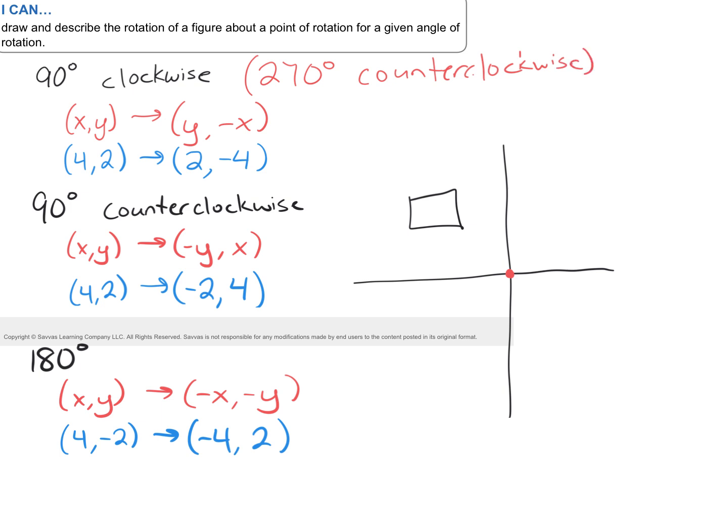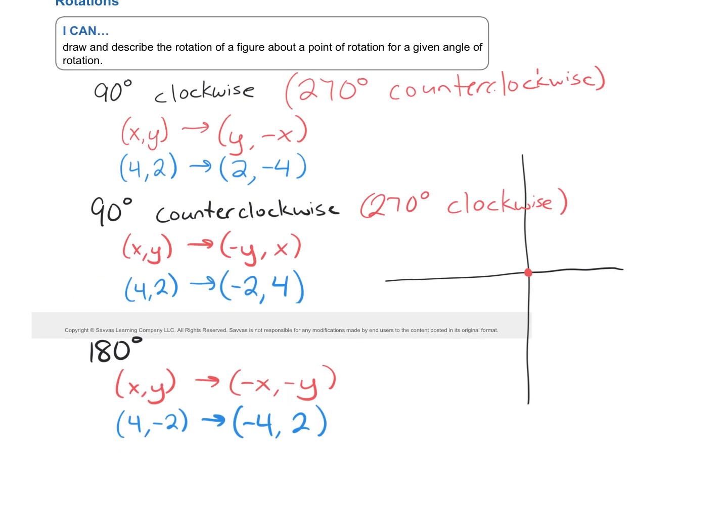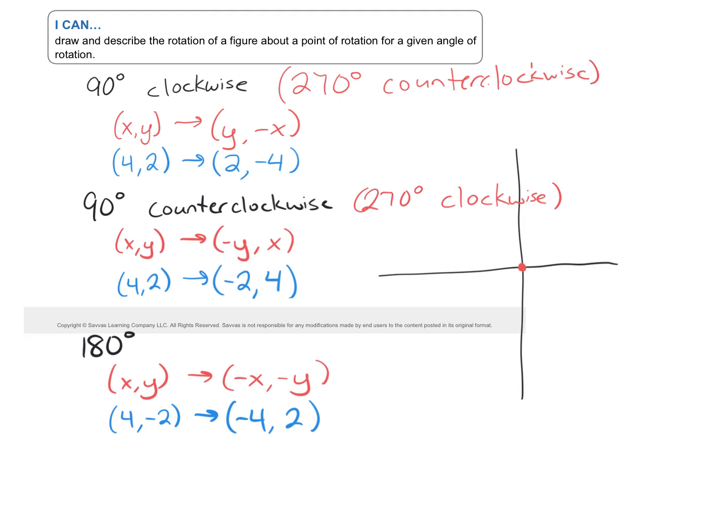And 90 degrees counterclockwise is similar to 270 degrees clockwise. So if you're ever given 270, it correlates to the 90, it just depends on what direction. I didn't put clockwise or counterclockwise with 180 because it doesn't matter.